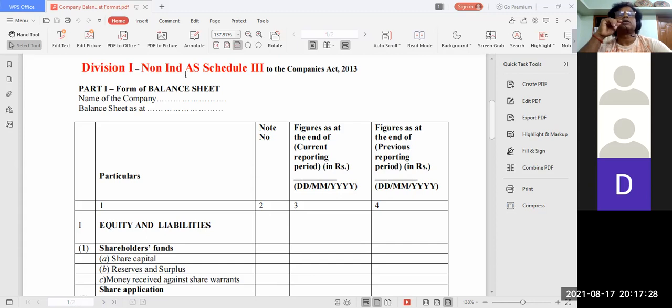Ind.AS. Not index, Ind.AS. See in the PPT, in the presentation. Ind.AS is a reflection of IFRS. IFRS means International Financial Reporting Standard. And in the Indian version, it is known as Ind.AS.